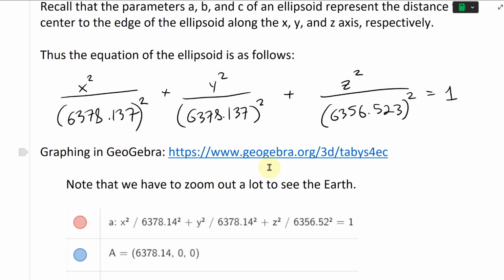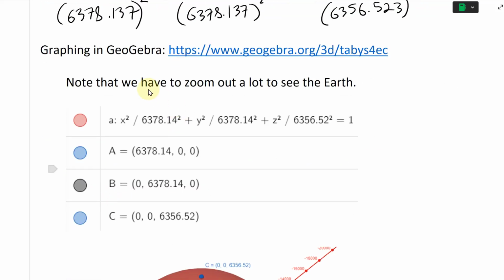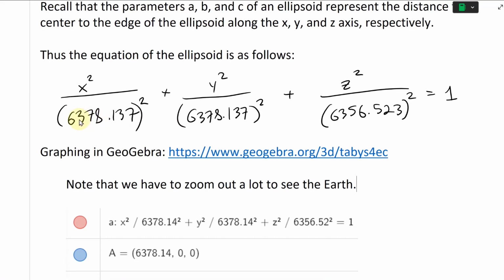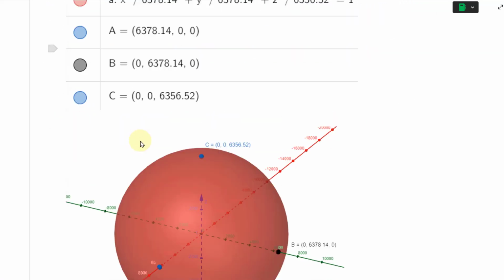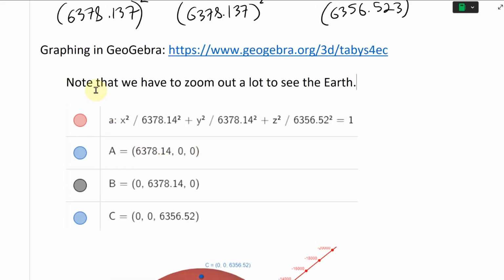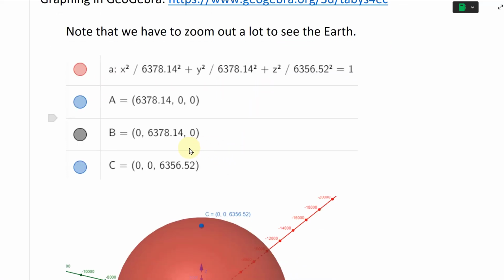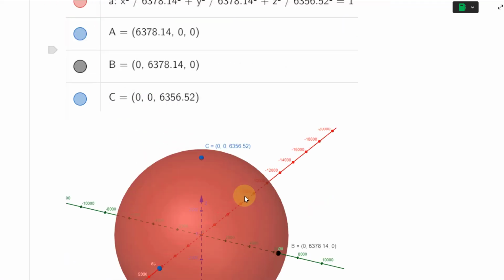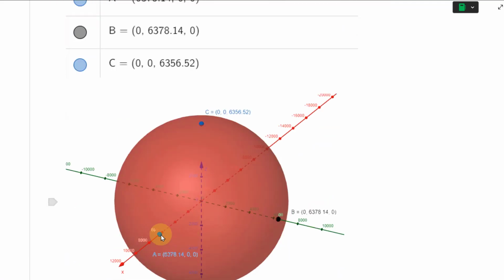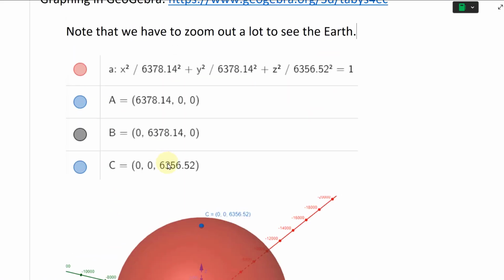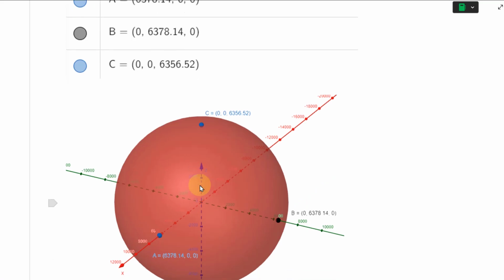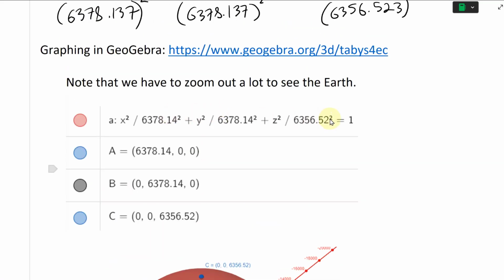So graphing in GeoGebra, we'll graph that out. Note first that we have to zoom out a lot to see the Earth, because we're dealing with 6,000 plus kilometers there. So what I did was write the point 6378.137, and this point right here is the first point A. Point B is on the y-axis, and then we have the 6356. And it lines up right on this sphere that we added over here.